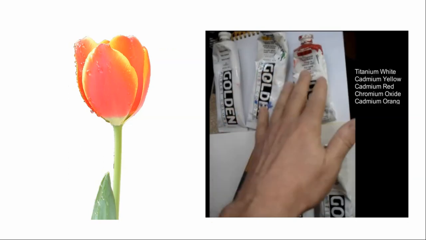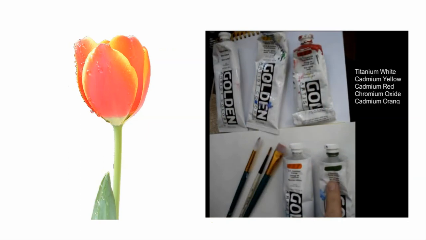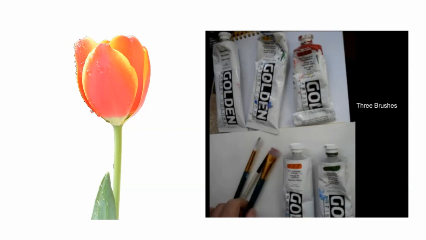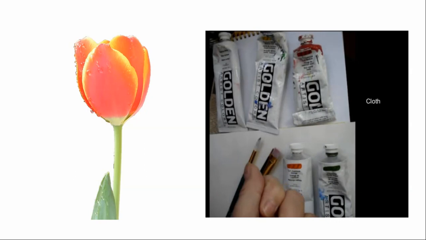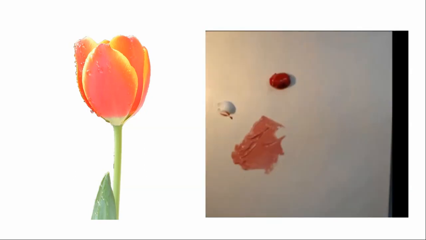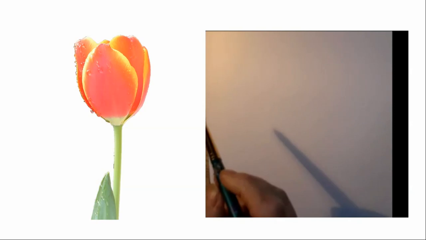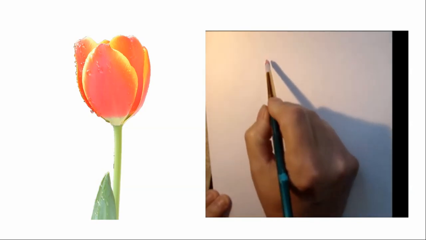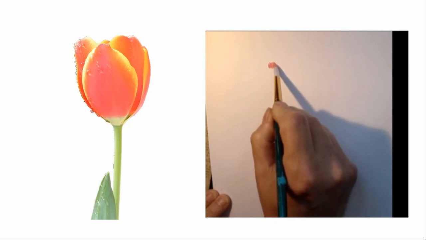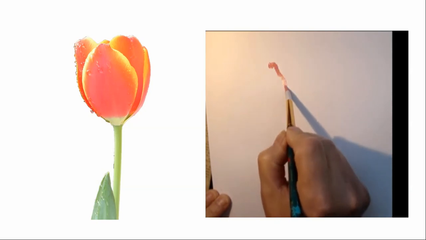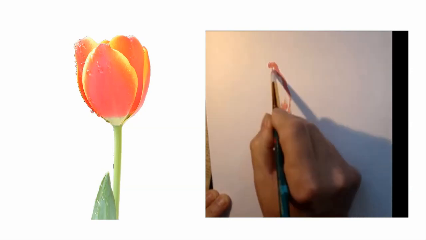Here you see my paints. I'm using white, yellow, red, a chromium oxide, and cadmium orange. And of course, my brushes, and a cloth for cleanup. Let's go. Make sure that you've got lots of light. And here are the colors. I'm going to be making the pinks first. Here I'm going to just outline some of the major features of this tulip.